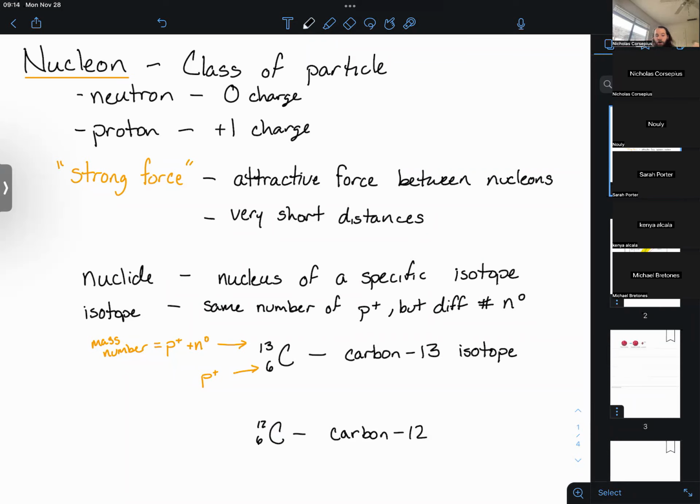Right, if I had a carbon 13 atom in one hand, it would have 6 protons and 7 neutrons, which is how I got the mass number of 13. If I had a carbon 12 atom in another hand, it would have 6 protons and 6 neutrons. Both of them have 6 protons because that's what makes carbon carbon, right? But they can have a different number of neutrons and still be that same element. And we would call those different isotopes of that same element.